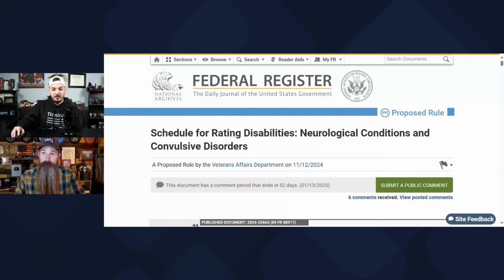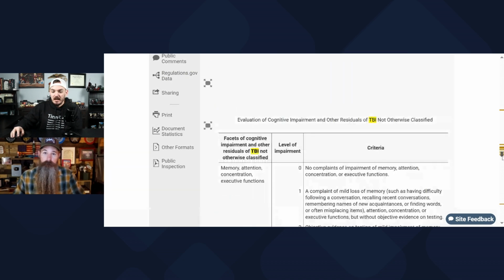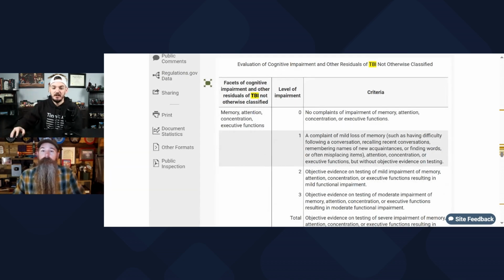Now for TBI, which is a bit more complicated, and here we are back at the Fed Reg. I'm going to do this again just so you know. I'm going to talk through it. I'm hitting Control F, typing in TBI, and boom, it all pops up. Now you can see all the orange things on the right side here. There are many mentions of TBI. We're going to go to the very last one, and here's the criteria for TBI.